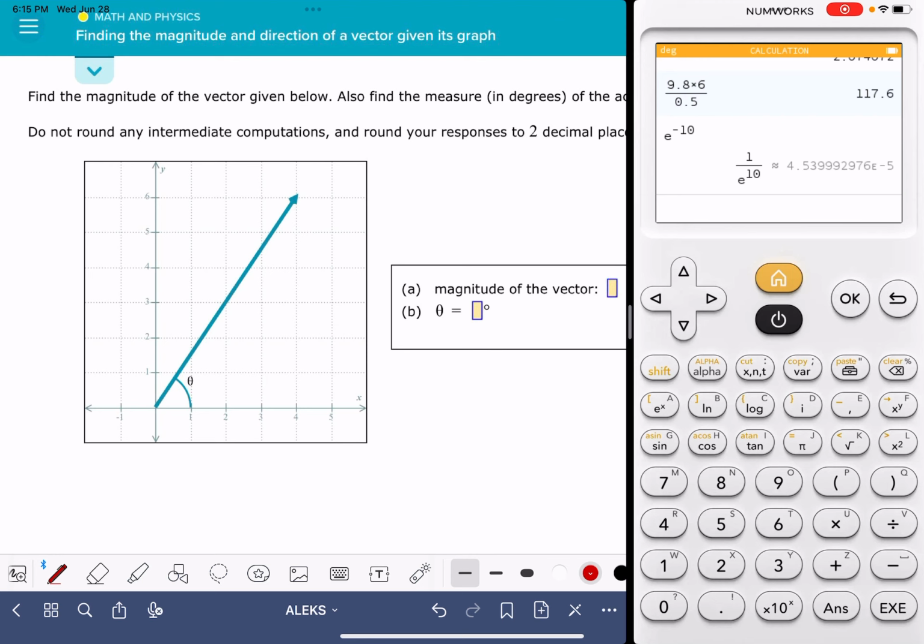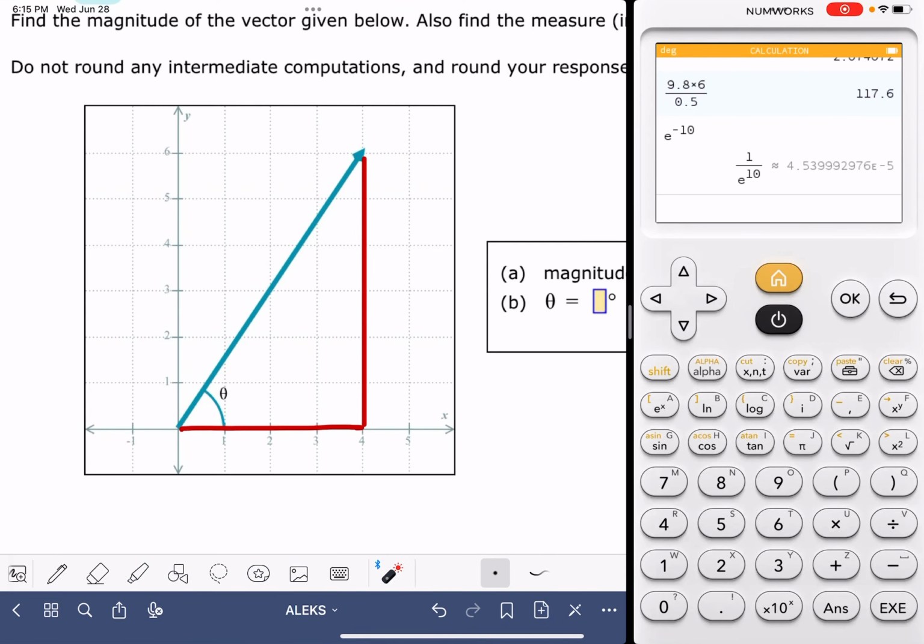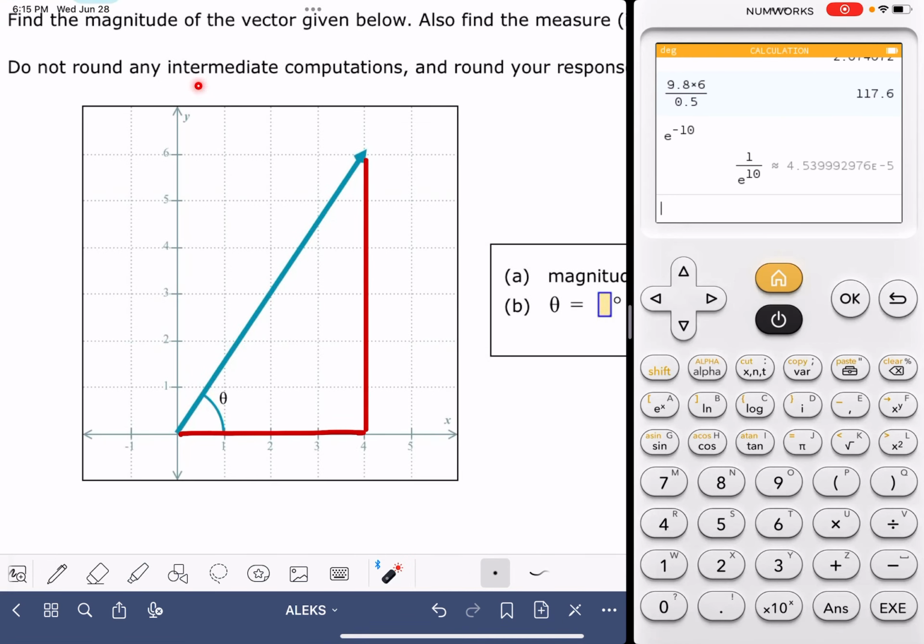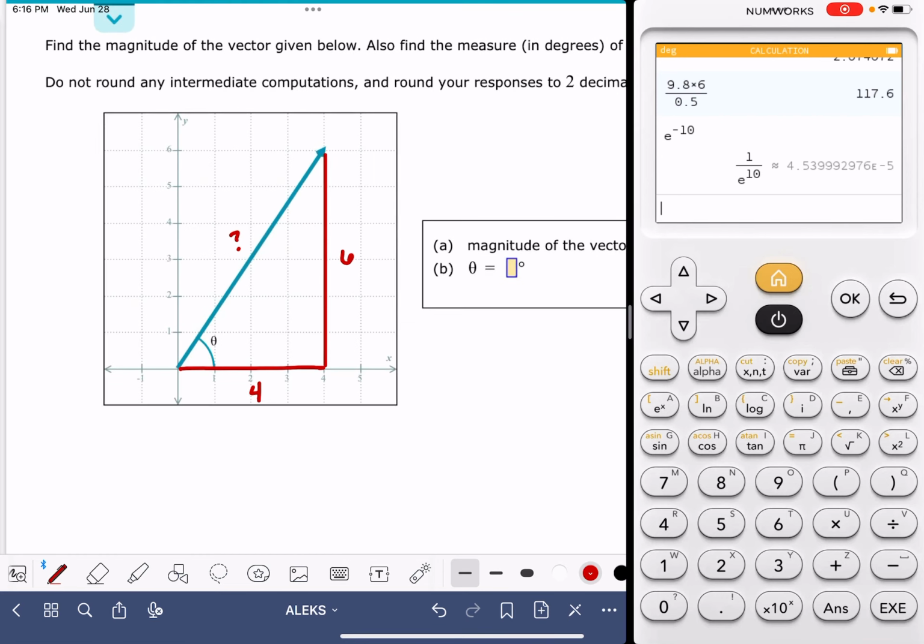We're going to do that using the Pythagorean theorem. And I'm just going to sketch in the other sides of the triangle that we want to visualize when we're solving for the magnitude of this vector. We've got the units here on the x and y axes to help us find the side lengths of the triangle. We've got a side length of 4, and then we've got a side length of 6, and we're just trying to figure out the length of this side right there.